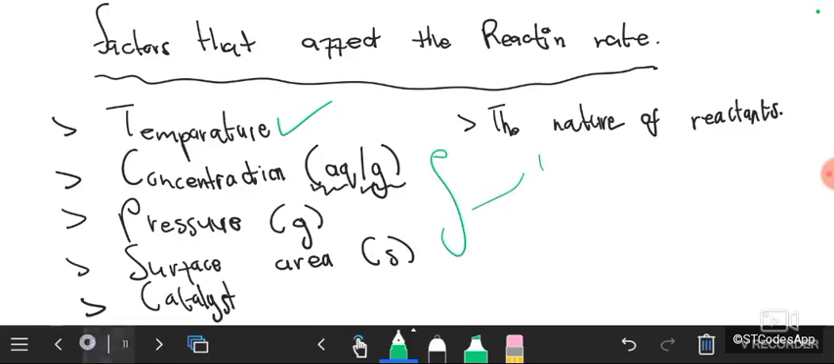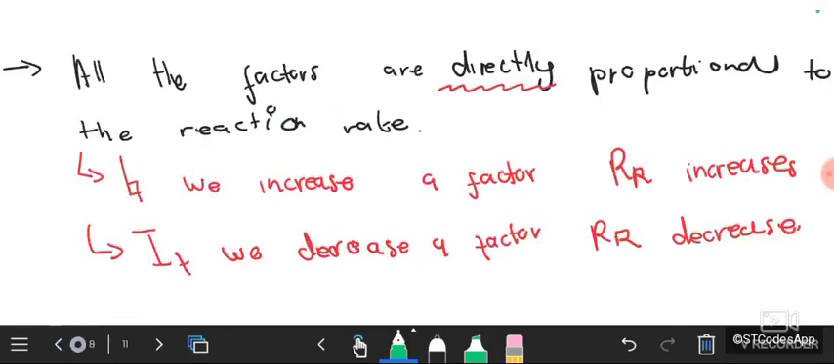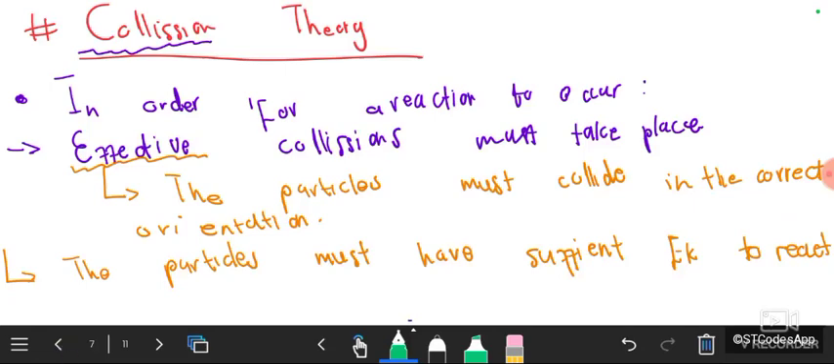But you must understand that all of those factors are directly proportional to the reaction rate. So it means that if we increase the factor, the reaction rate also increases. If we decrease the factor, the reaction rate also decreases. So they follow each other directly. That's what directly proportional means.